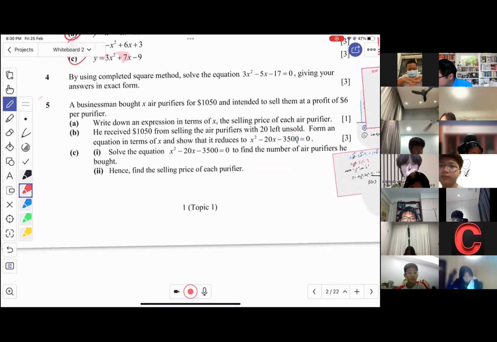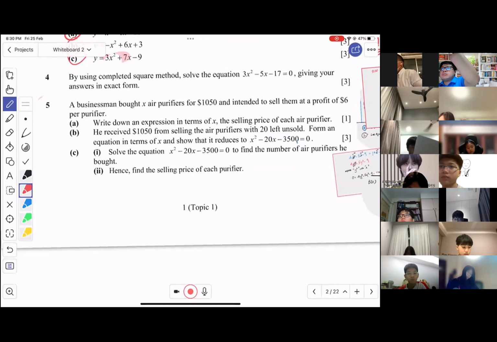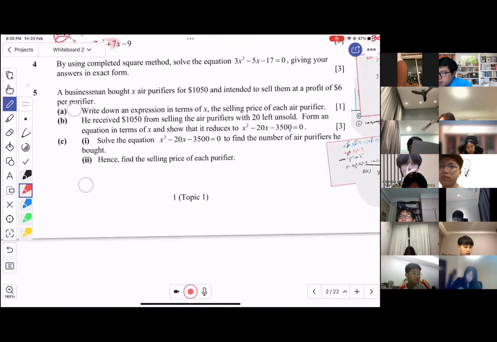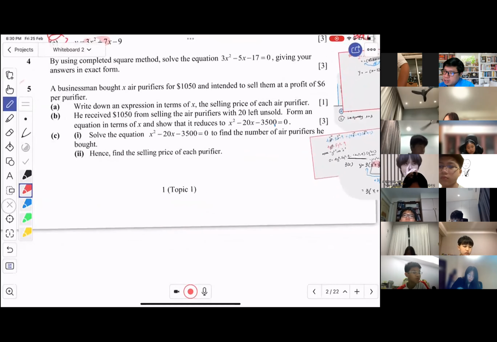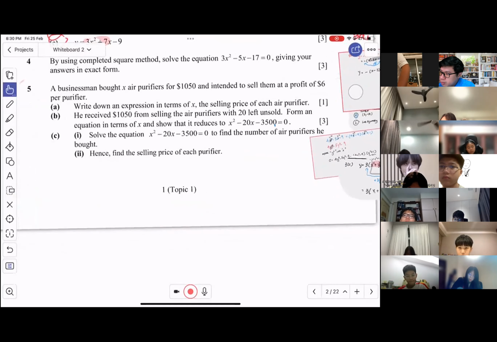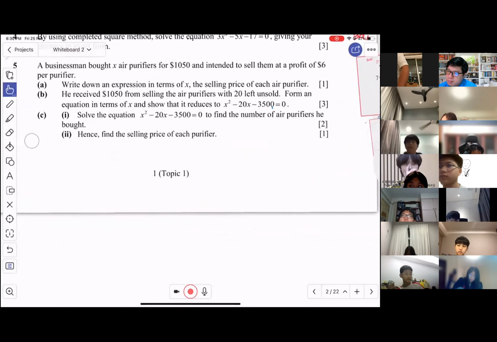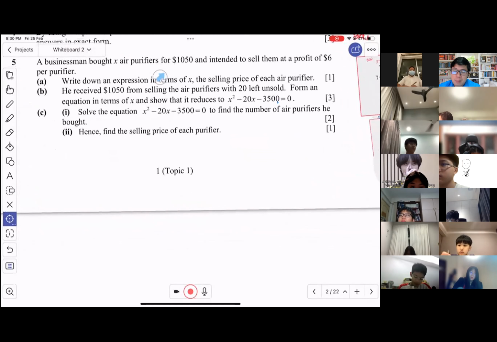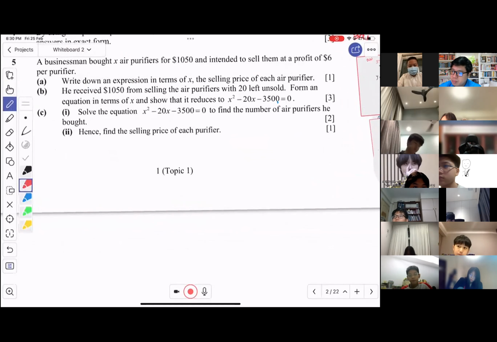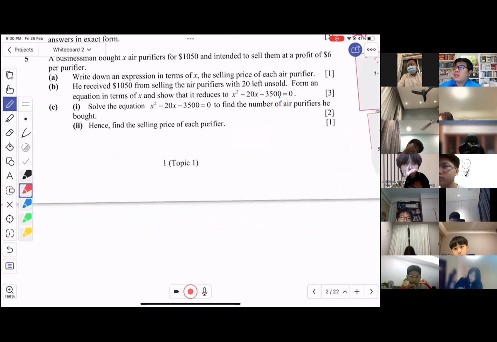Okay, question 5, question 5B. Give me a while. I think I need the whole question like that. Question 5 is last year's quiz, I think. I bought X purifiers for 1050. I want to sell at a profit of $6 per purifier. Okay, so basically for A, let me write down the answer first.